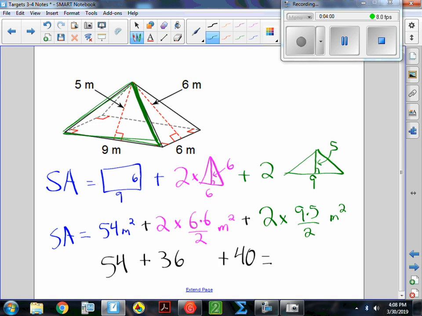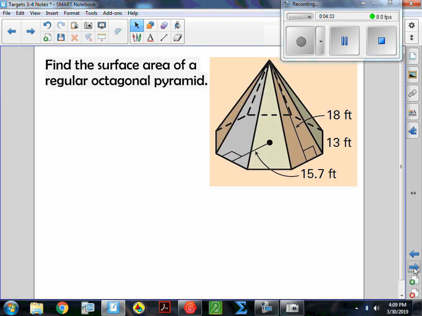So I have 54 plus 36, or I have 90 plus 40. Is that right? 90 plus 40? Yeah, 54 and 36 is 90. 90 plus 40 is 130 square meters. Anytime we're doing surface area, we do square measurements. So that's an example of surface area where you add up all the triangular faces and you find the area of the base. One more example for that is finding the surface area of a regular octagonal pyramid.